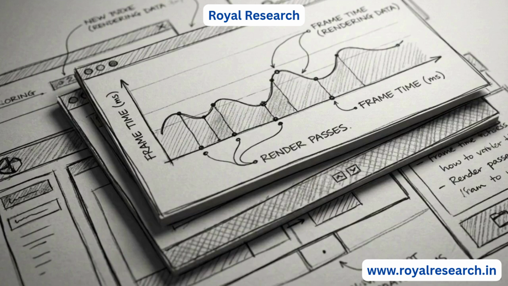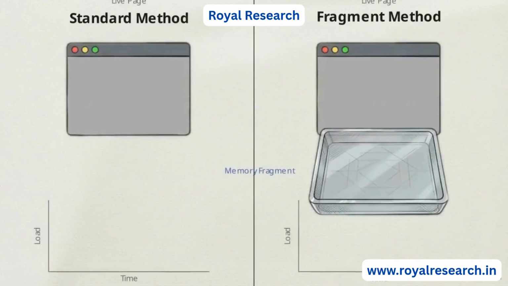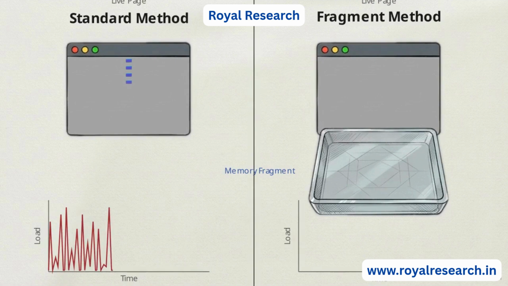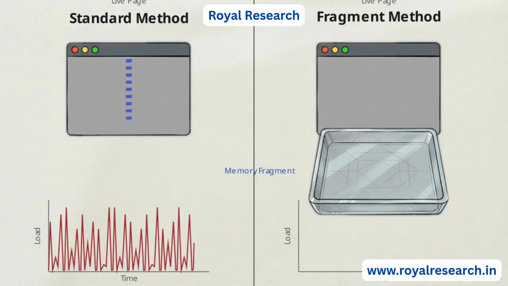Let's verify exactly what we just achieved. Open up your browser's developer tools and look at the performance profiler. This split-screen chart compares our work against standard methods. If you append items directly to the live page inside a loop, you get the chaotic, jagged line on the left. The browser is struggling to recalculate the layout every single time an item is added, creating dozens of sharp reflow spikes.